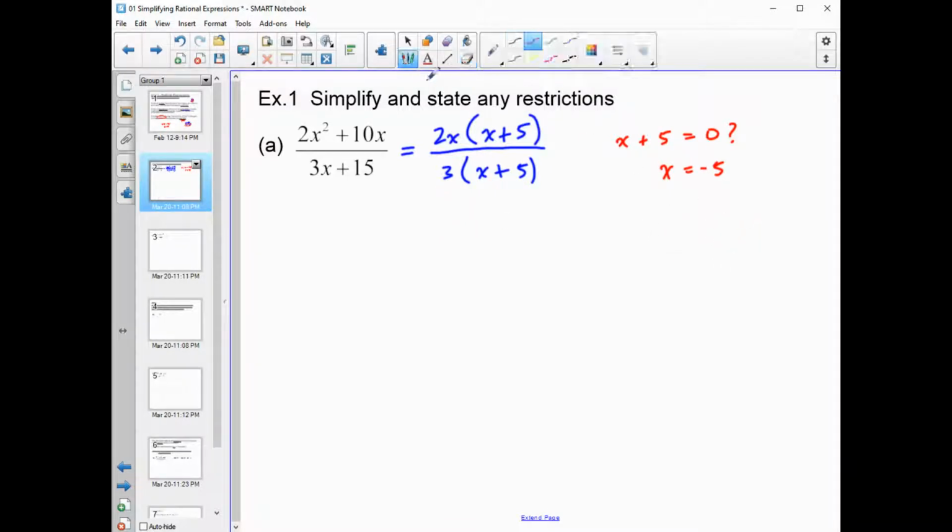So now I'm going to divide out those common factors, which is x + 5. That takes us to our final answer, which is 2x/3. As part of my solution, I was told to state my restrictions, which is that x is not allowed to be -5. Even though I've gotten rid of the x + 5 from the denominator in the expression, whenever we talk about restrictions, restrictions apply to the original expression.